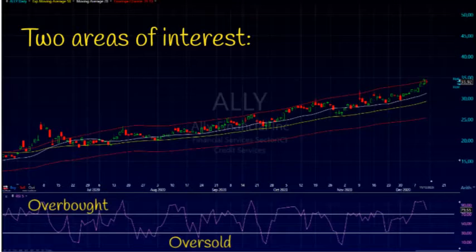Similarly, the overbought area is the same, but the other way around. When a stock has been bought too much, it's running out of steam, it's running out of strength, and chances are it's going to turn around and go down.